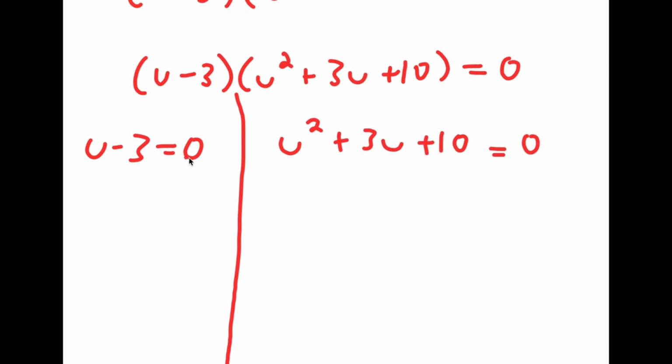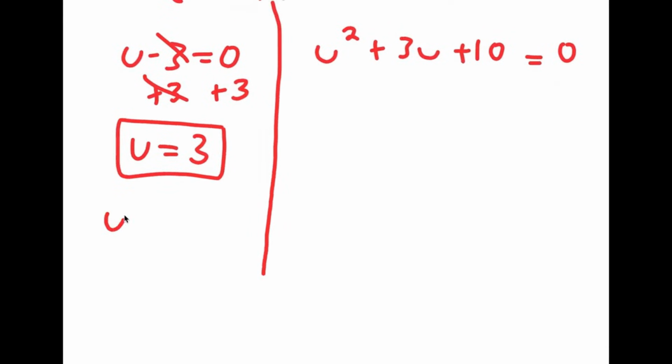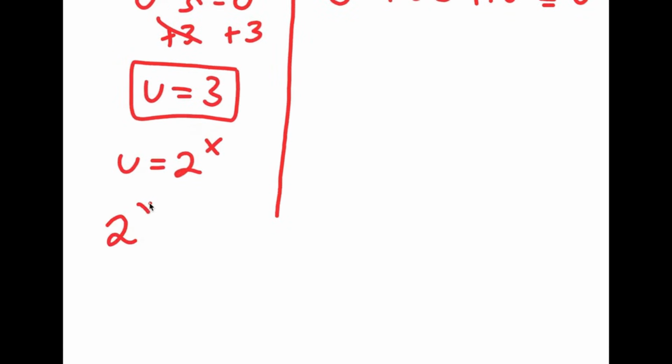So u minus 3 equals 0. That's pretty easy to solve. All I have to do is add 3 on both sides, and I get u is equal to 3. Now remember how we let u equal 2 to the power of x, meaning 2 to the power of x is equal to 3.